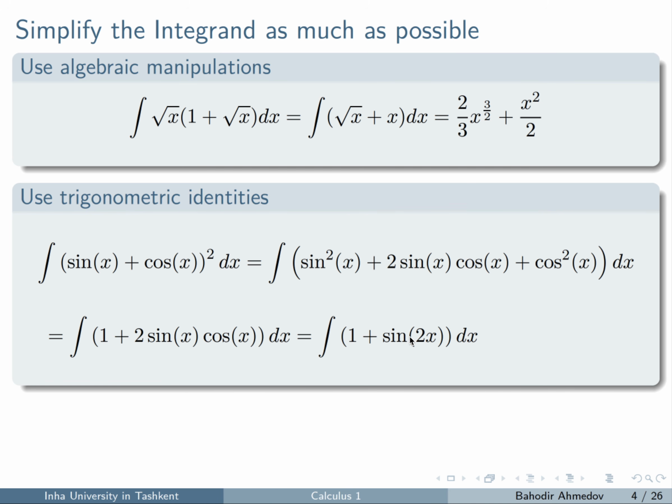So integrating is again straightforward. The integration of 1 is x, and if this would be just the sine of x, it would be just minus cosine of x, but since this is sine of 2x, it's going to be minus 1 over 2 cosine of 2x because of this 2.